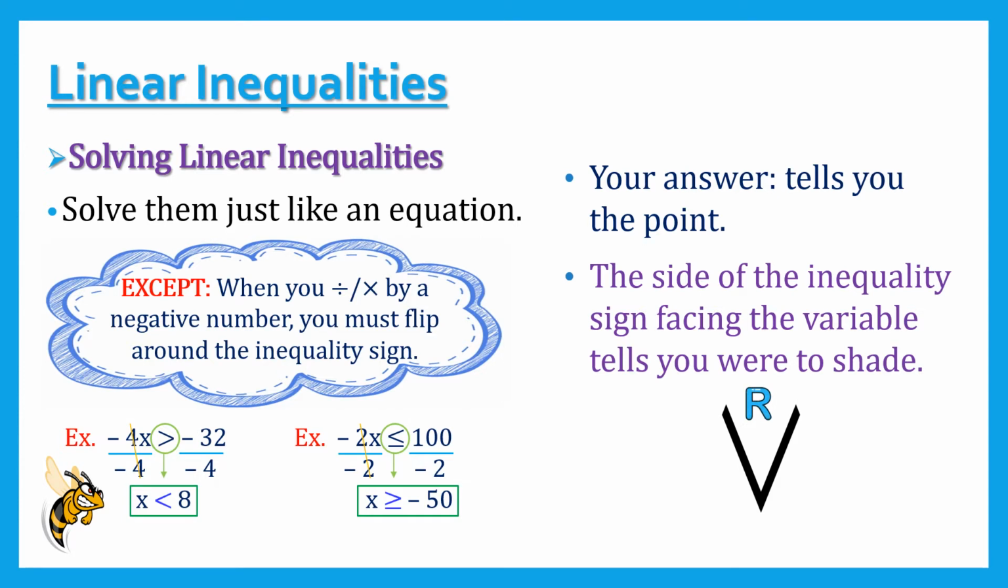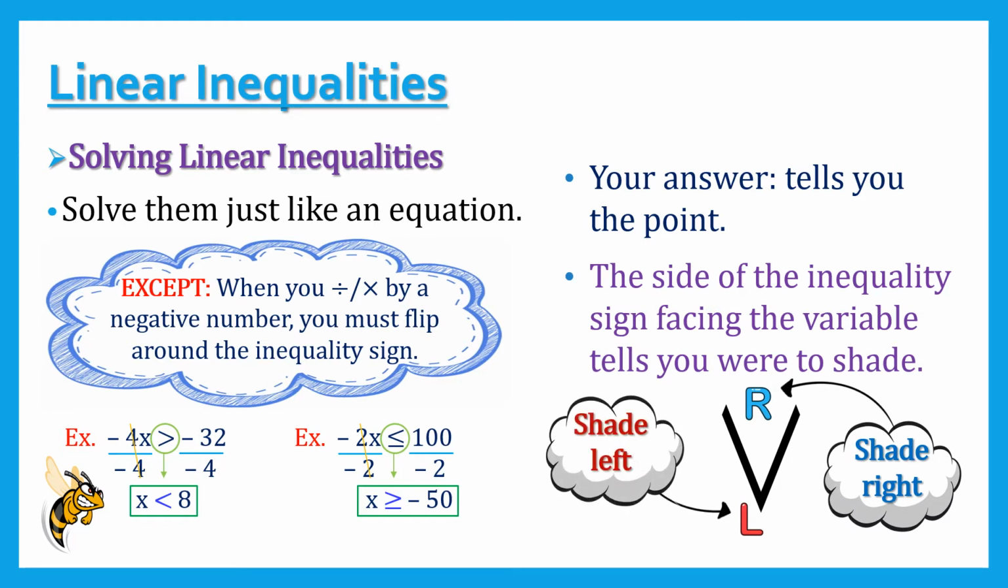We're going to put an R in the open part of the inequality sign and an L in the pointy tip of the inequality sign. The R means shade to the right, and the pointy tip, the L, means shade to the left.